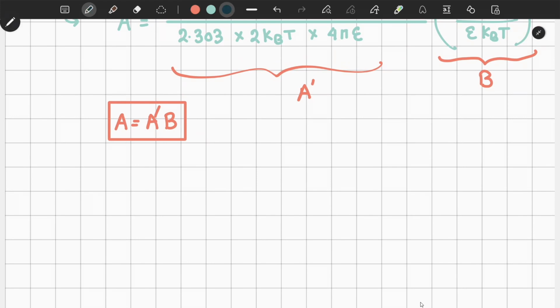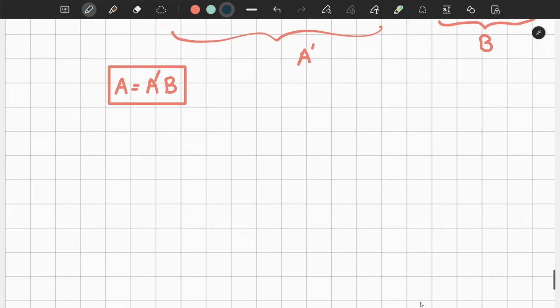Now first we will calculate B. What is B? After calculating B, we can easily calculate A: we put B and A prime and, after multiplying, we can easily calculate. B is 2 square Na divided by epsilon kBT.